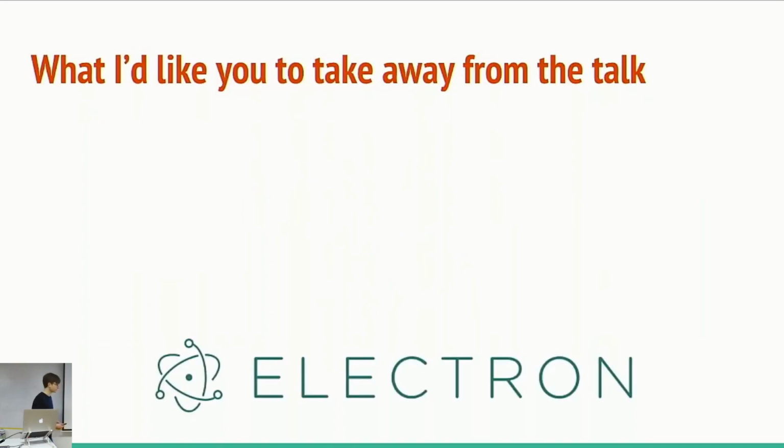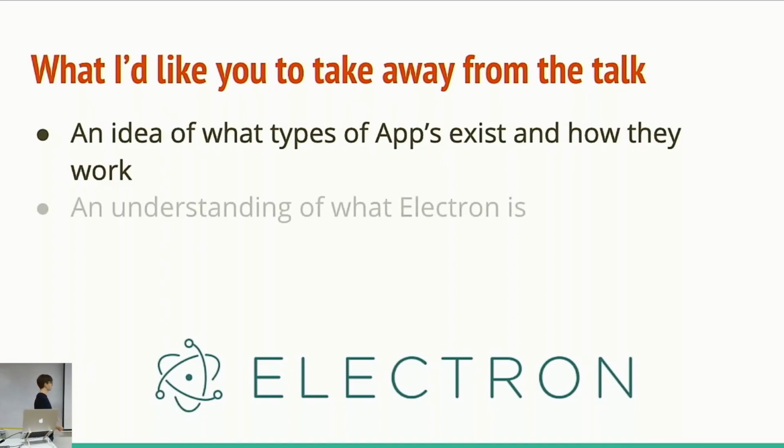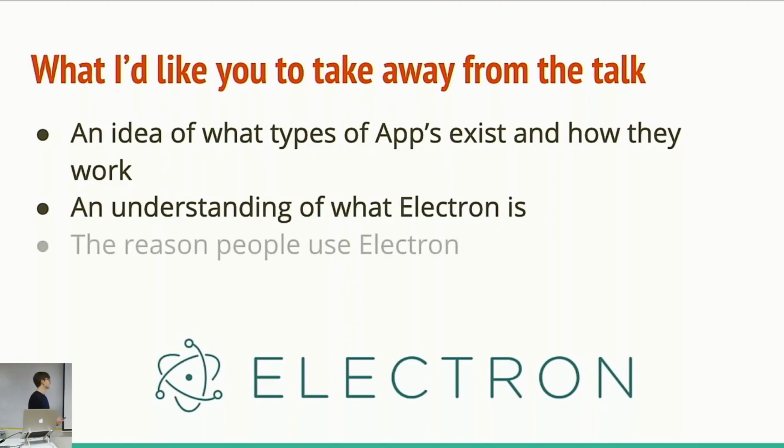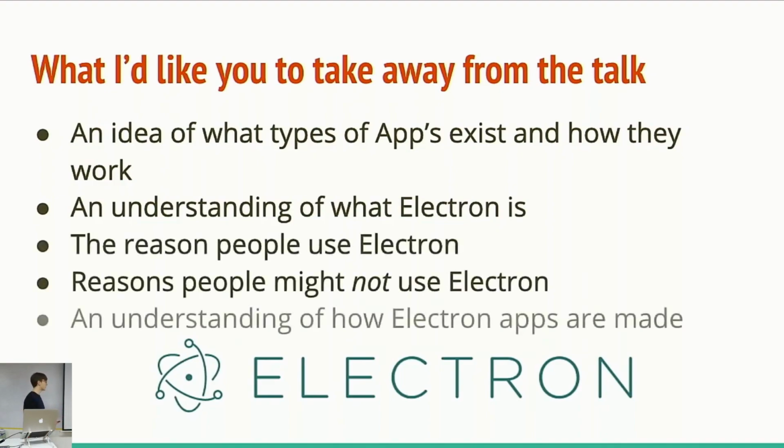So I want to give you an idea of what types of apps exist and how they work. There are a lot of different types of applications, and the word app gets thrown around a lot. So I want to quickly single down on each of those so you have a better idea of what they are. And then I want you to have an understanding of what Electron actually is, the reason people use it, and the reason people might not use it, and then a general idea of how Electron applications are made.